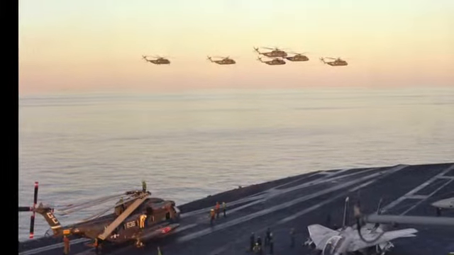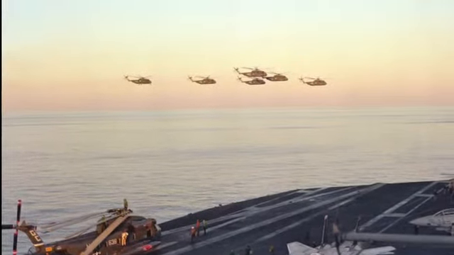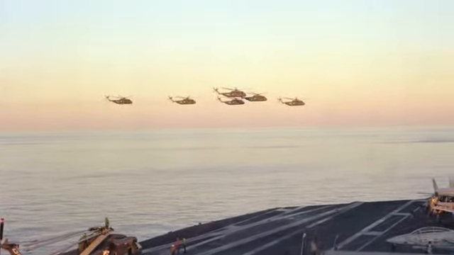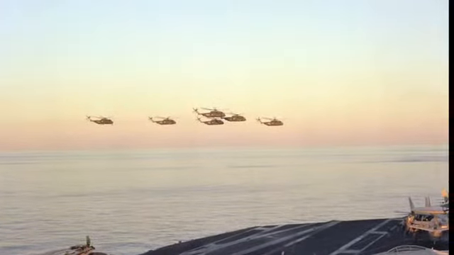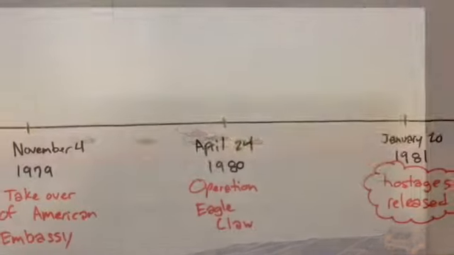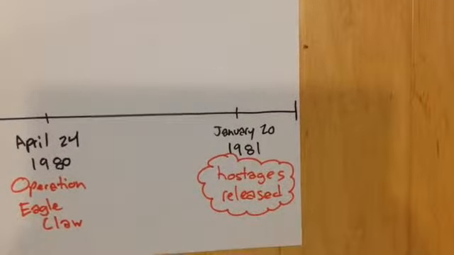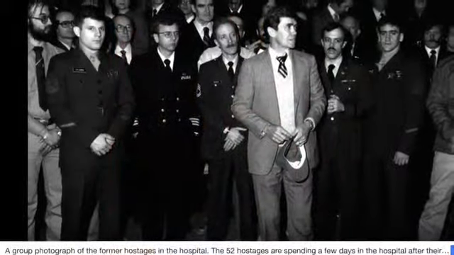This event got coverage in the New York Times in June of 1980 with a full recount of the failures of this rescue attempt. Finally, on January 20th of 1981, only days after Ronald Reagan was elected president, preceding Jimmy Carter, the hostages held at the American embassy in Iran were released.